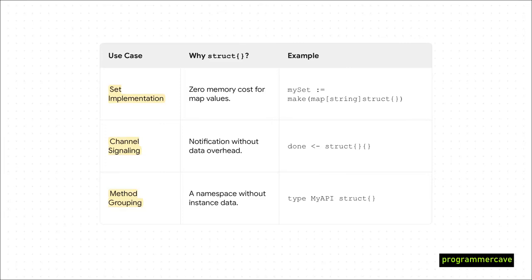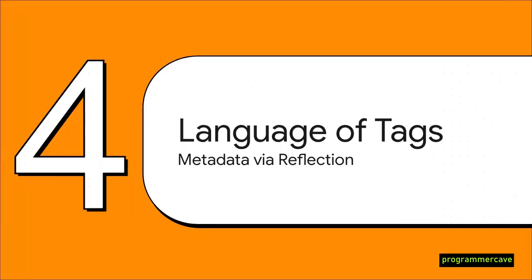Well, the classic example is building a set using a map. You only care about the keys, whether an item exists or not, so you can use a zero-cost empty struct for the values. Another great use is for signaling on channels. You just want to send a notification that something is done without any actual data. The empty struct is perfect. And finally, you can use it to group related methods on a type that doesn't need to hold any state itself.